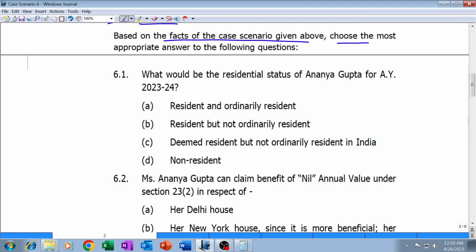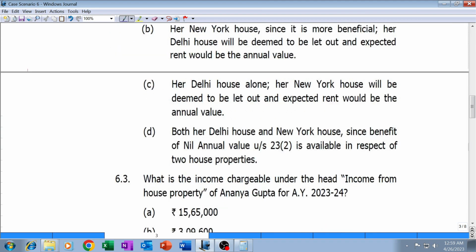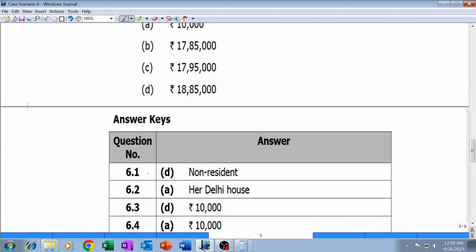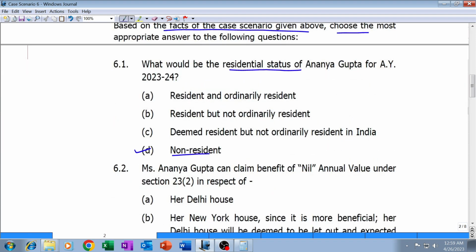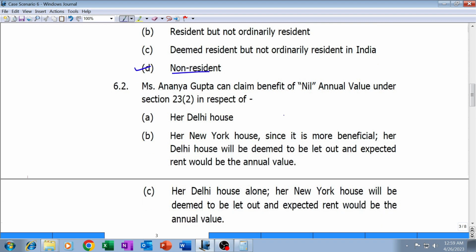Question 6.1, what would be the residential status of Ananya? She will be non-resident. We already calculated it out. She is present in India for 181 days. Let's check what's Institute's answer. Institute's answer is D, non-resident. Our answer is correct.